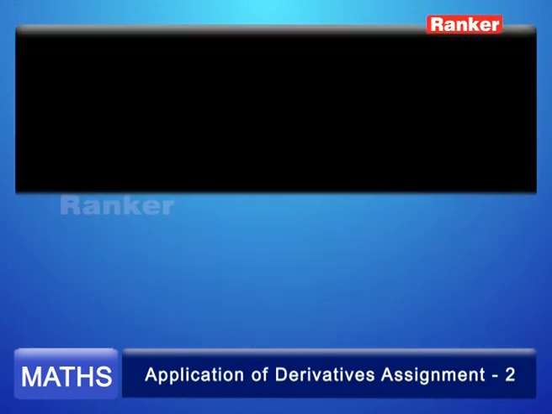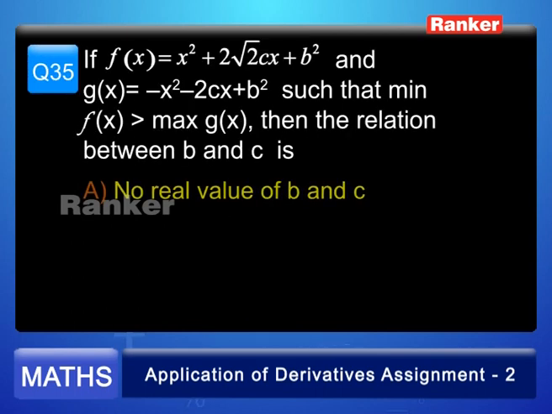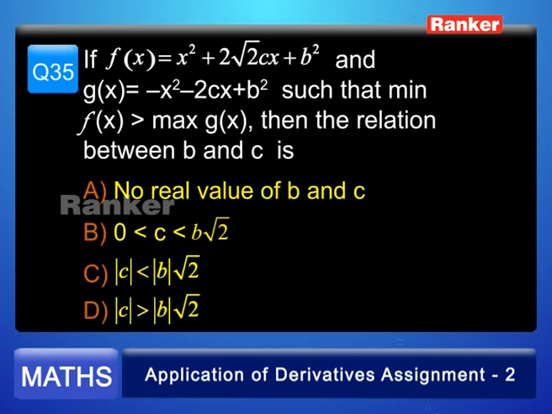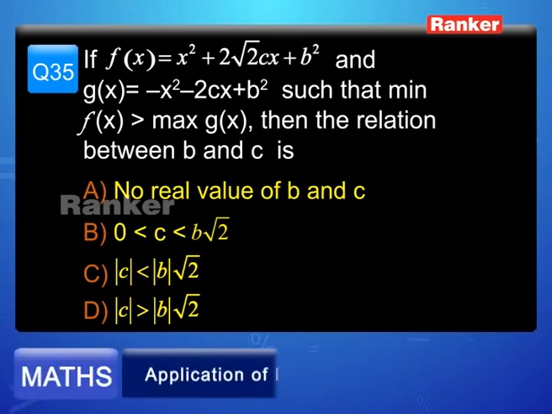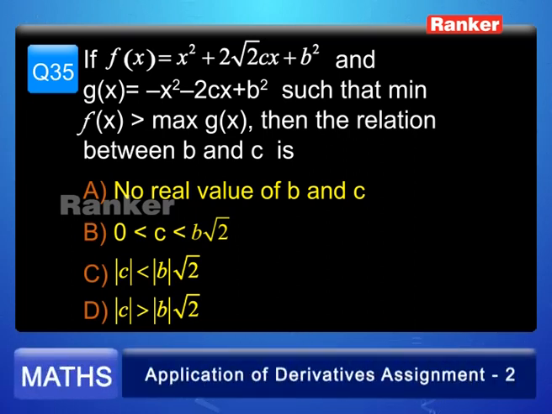If f of x is equal to x square plus 2 root 2 cx plus b square and g of x is equal to minus x square minus 2 cx plus b square, such that minimum of f of x is greater than maximum of g of x, then the relation between b and c is option A, no real value of b and c, option B, c lies between 0 and b root 2, option C, mod c is less than mod b root 2, and option D, mod c is greater than mod b root 2.